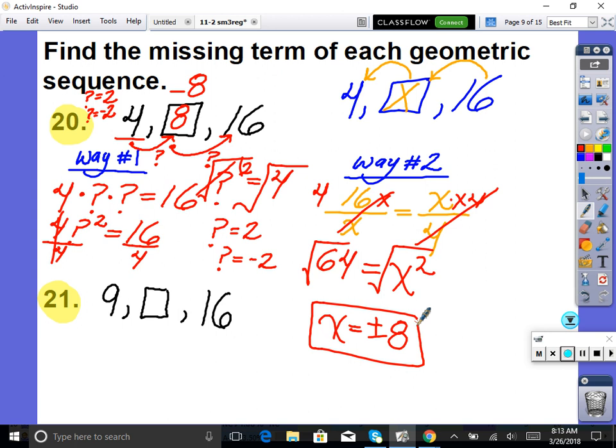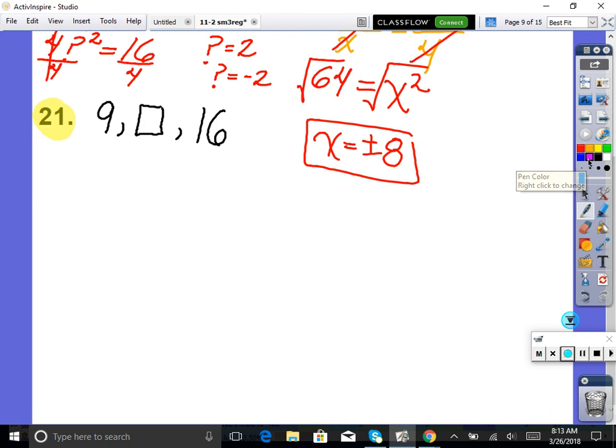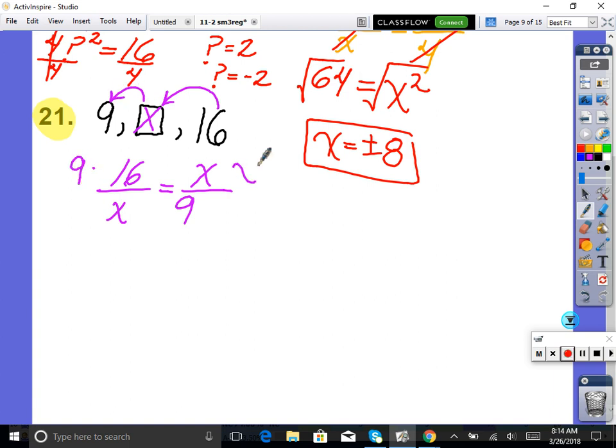Okay, so let's make sure we're good. Let's do number 21 together on the worksheet. So which way do you like better? Putting the x and solving directly for it? Hey, everybody has a different opinion, so I don't know. Let's just go with this one. So my true statement is 16 divided by x is equal to x divided by 9. So now we'd multiply up by 9, multiply up by x. That gets rid of our denominator. What's 9 times 16?